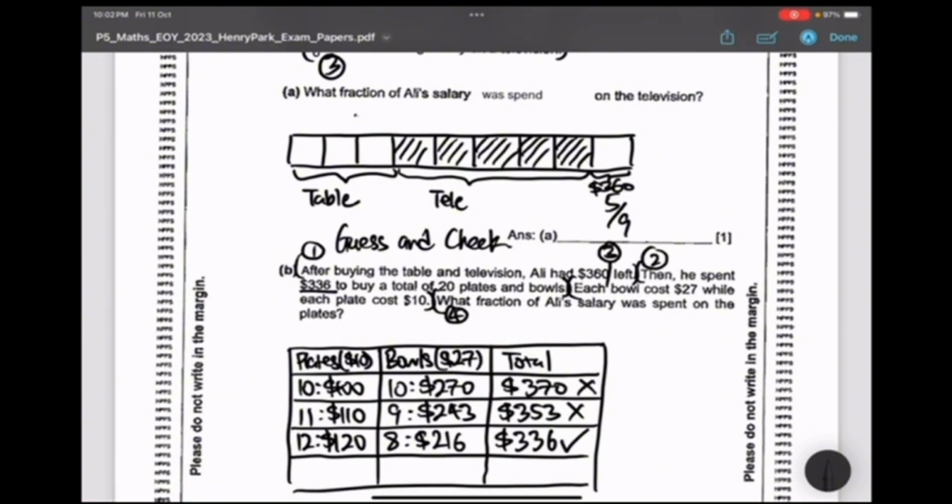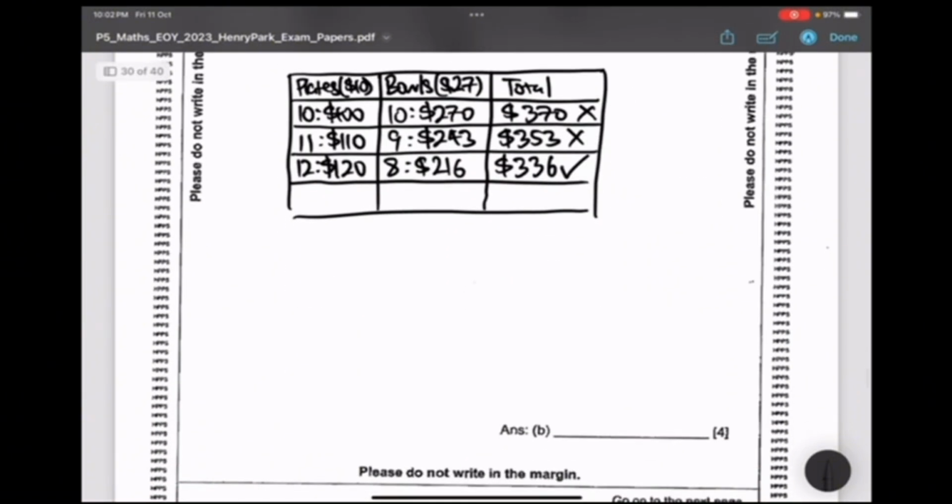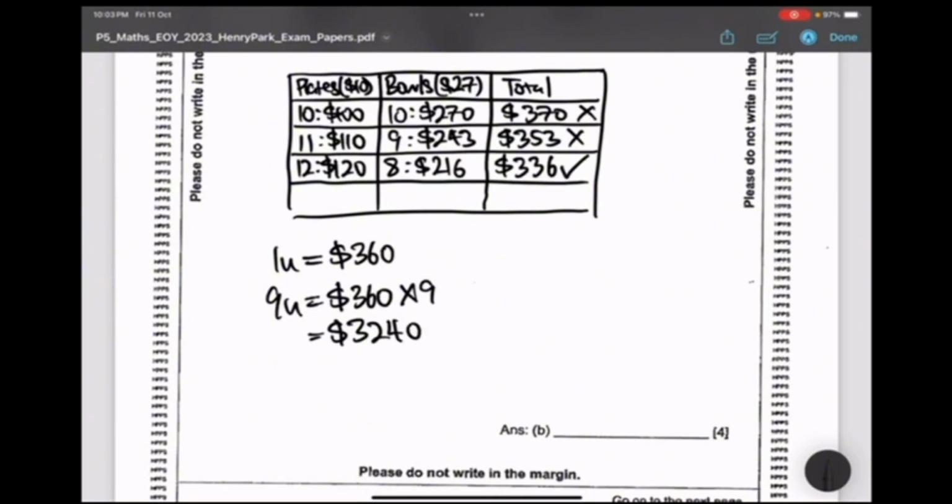Okay, knowing that he has 9 units, how do I find his salary? I simply know that 1 unit equals $360. 9 units will simply be $360 multiplied by 9. And that would simply give me $3,240. Alright, so now we know that this is his salary.